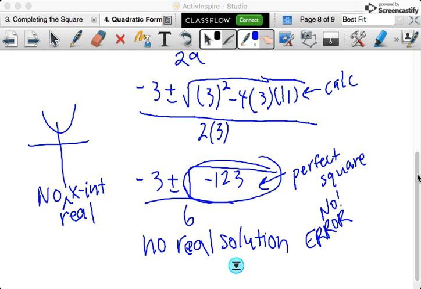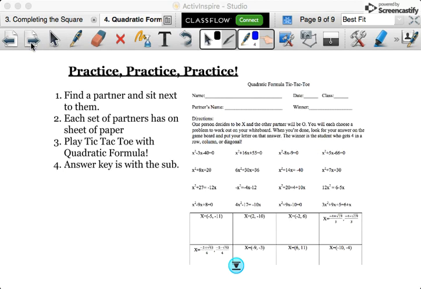So what I want you to do at this stage is you've got time to practice. So find a partner and sit next to them, and then you're going to work on this piece of paper and you're going to fill it in appropriately.